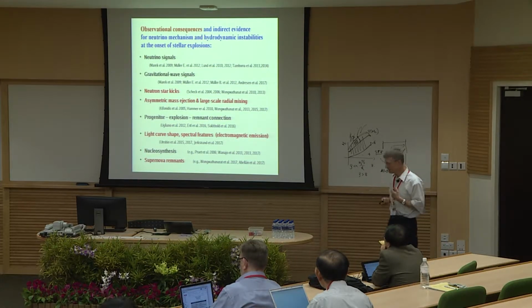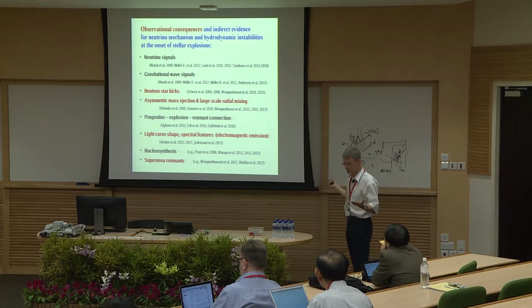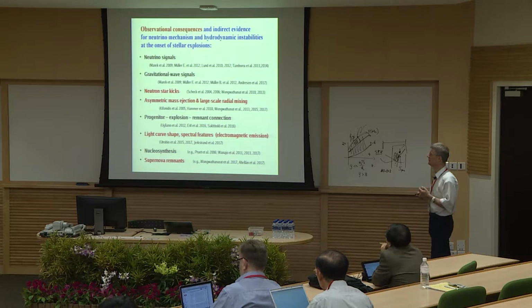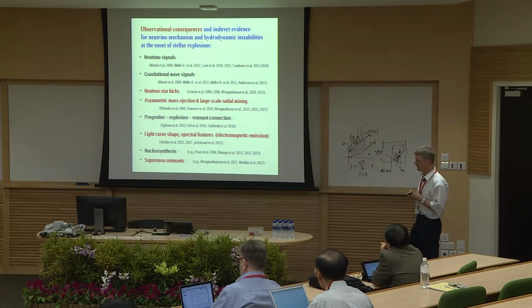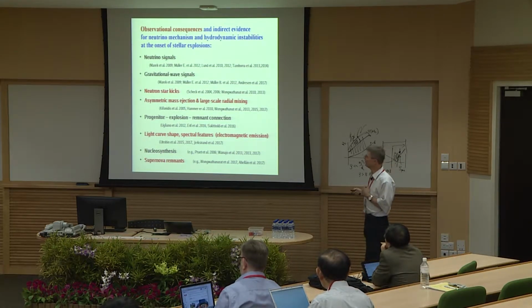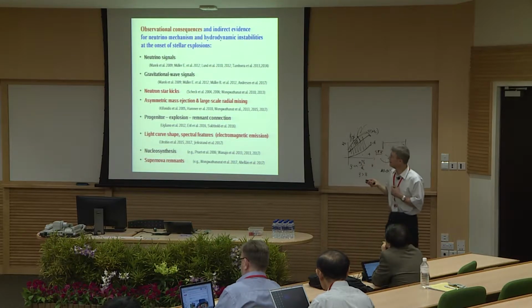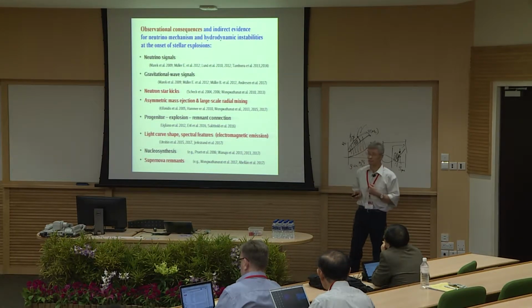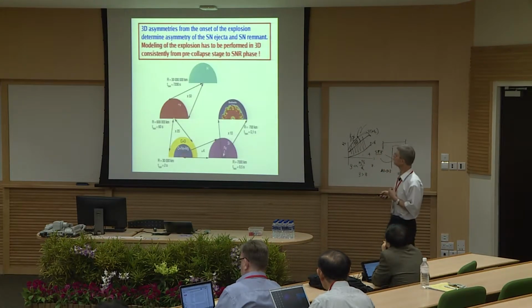Gravitational waves, similarly, we will see gravitational waves from such a core collapse event only if the event is in the galaxy. Outside of the galaxy, I have no hope that we will, in the very near future, detect those gravitational waves. So, neutron star kicks, asymmetric mass ejection, large-scale mixing asymmetries, light curve, and in particular, supernova remnant morphology is the subject of what I will present in the following slides.